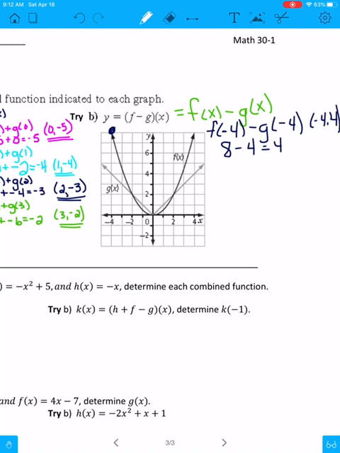Okay, so then we could do f of negative 3 minus g of negative 3. So f of negative 3 is at 4.5, it looks like, minus g of negative 3 is at 3. And it's 1.5.